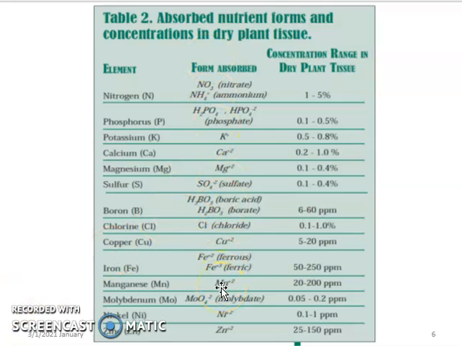This is the form in which the plant can absorb the nutrient. It means that the nutrient should be in this form for the plant to be able to absorb it. Maybe the element is found in the soil. Nonetheless, the plant can't absorb it because its form is unavailable or insoluble in the soil solution. For example, calcium phosphate precipitates and does not dissolve, and the plant can't absorb it. So although you may find a nutrient in the soil, this nutrient may be unavailable for a plant if it is not found in this form.